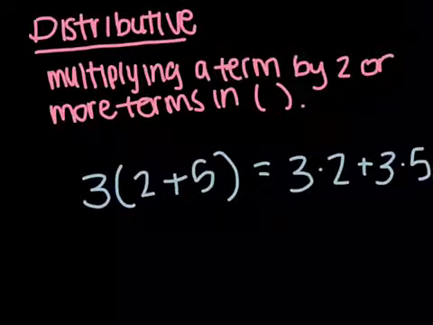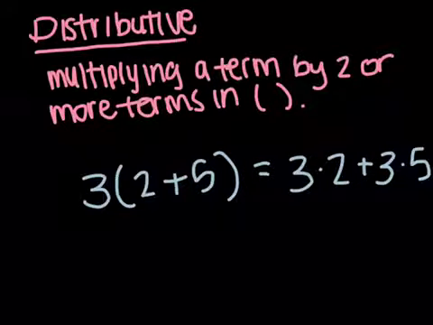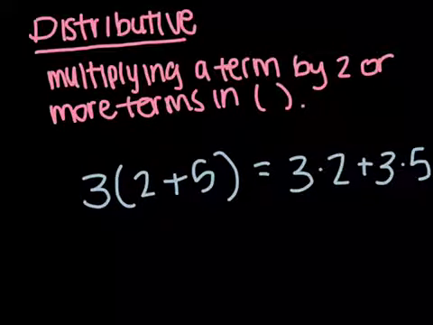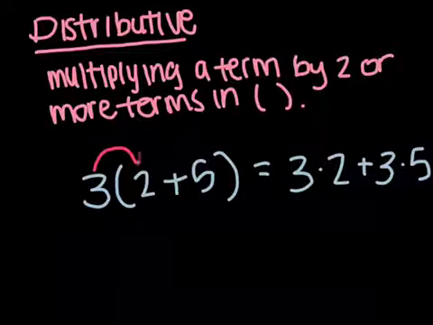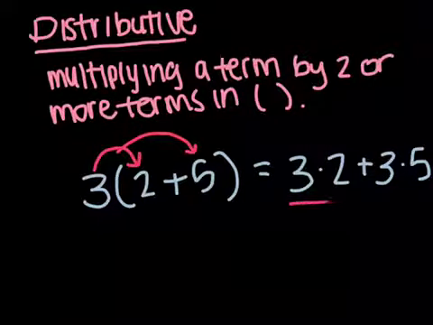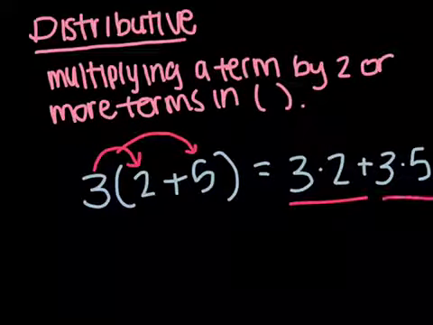So now we're going to move on to properties, and we're going to start with the distributive property. So the distributive property is multiplying a term by 2 or more terms in parentheses. So for example, we have 3 times 2 plus 5. So we're going to take 3 and we're going to distribute it to both of these. And that's the same as saying 3 times 2 plus 3 times 5.